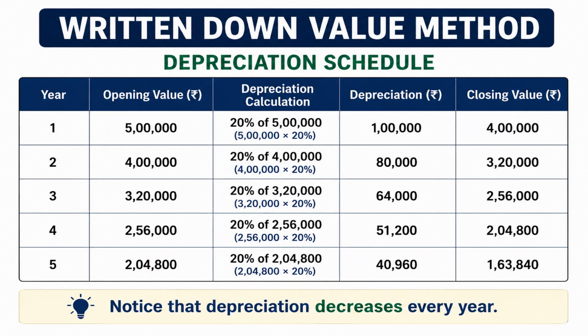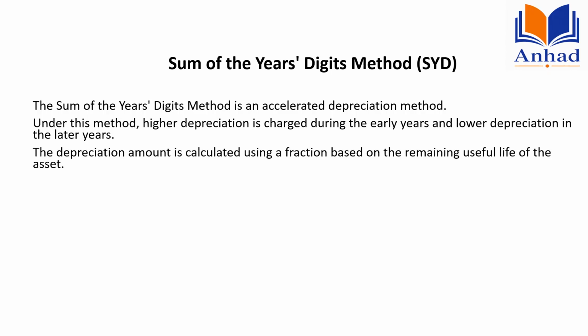Third method is sum of the years digits method, SYD. The sum of the years digits method is an accelerated depreciation method. Under this method, higher depreciation is charged during the early years and lower depreciation in the later years. The depreciation amount is calculated using a fraction based on the remaining useful life of the asset.